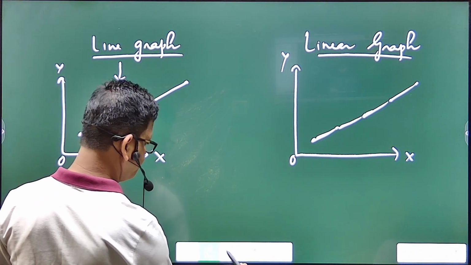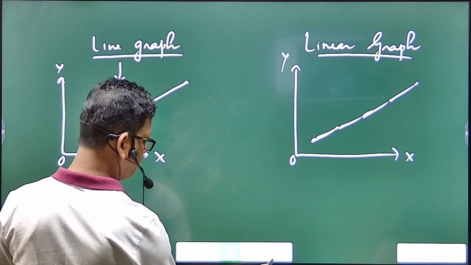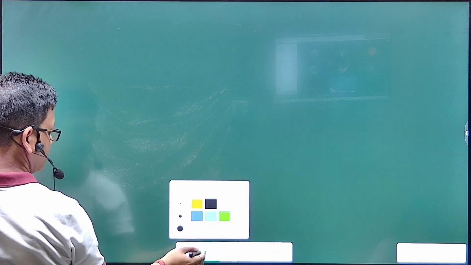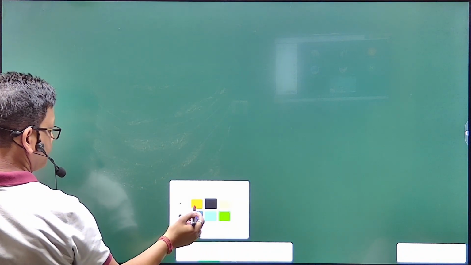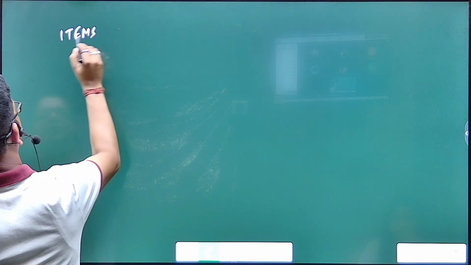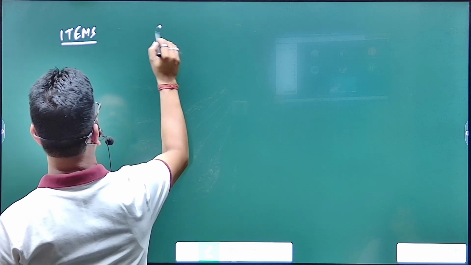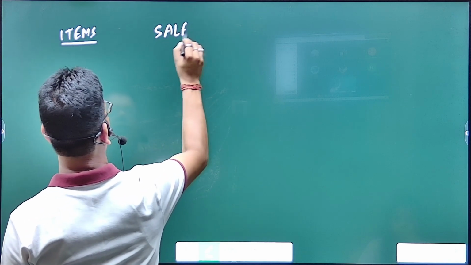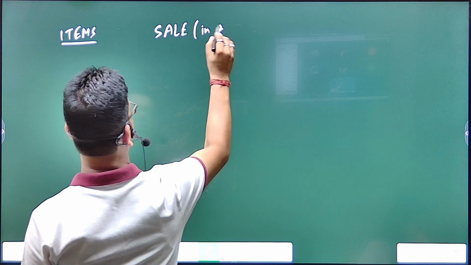So, how was it? It was items. Yes or no? It was items. Okay, it was written here, items. Say what next? Sale, right? Sale in rupees. Sale in rupees.